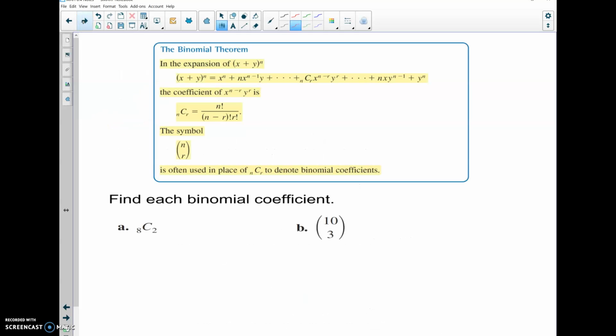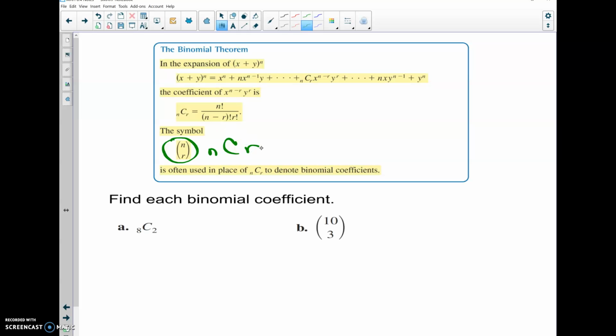Alright, someone came up with this formula, so take a minute and write this down. The coefficient of each term in your binomial expansion can be found by doing n choose r. That's how you say that. And the symbol that you may see is also this. That means the same thing as n choose r.